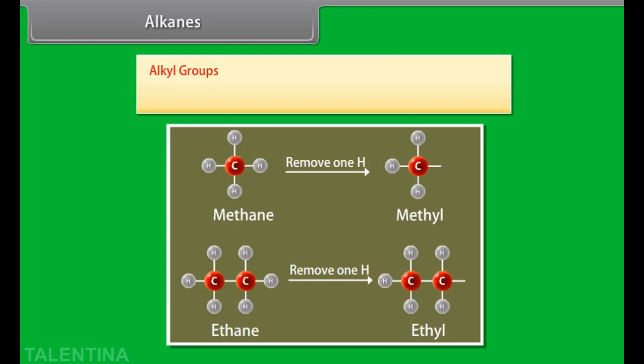Alkyl groups. An alkyl is basically an alkane minus one of its hydrogen atoms. For example, if methane loses one hydrogen, we will get methyl. Similarly, if ethane loses one hydrogen, we will get ethyl.